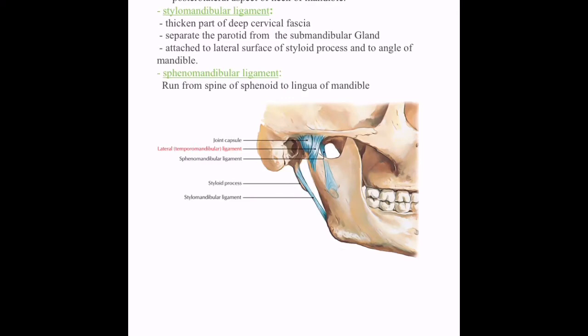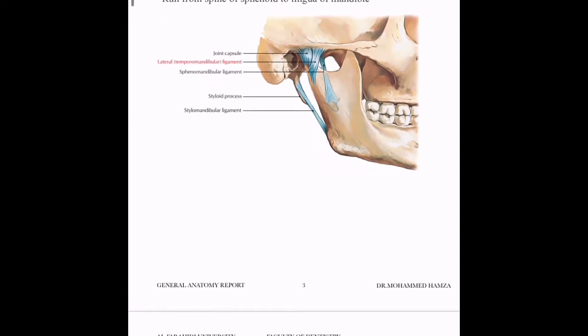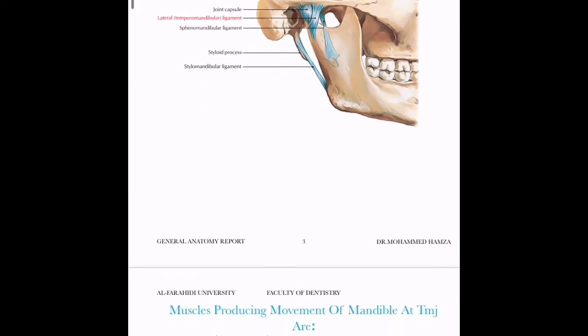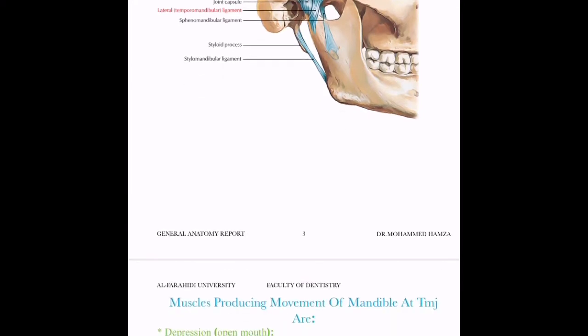Stylomandibular ligament. The stylomandibular ligament is a thickened part of the deep fascia and separates the parotid from the submandibular gland. It attaches to the lateral surface of the styloid process and to the angle of the mandible. And third and last, we have the sphenomandibular ligament, which runs from the spine of the sphenoid to the lingula of the mandible, as shown in this figure below.